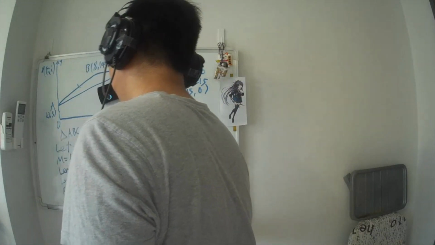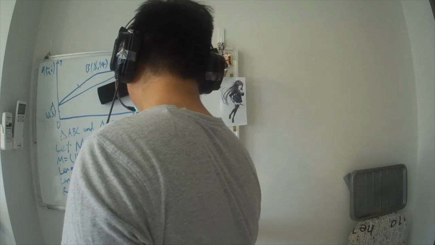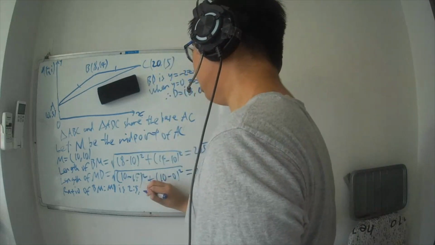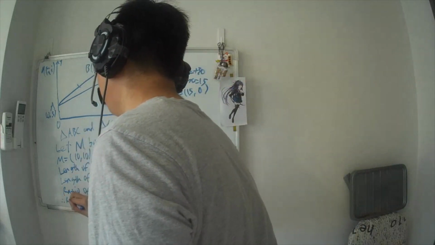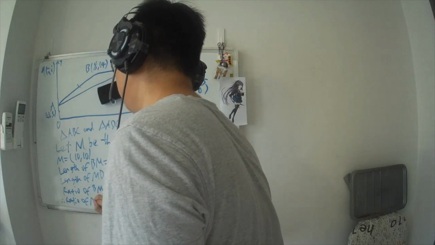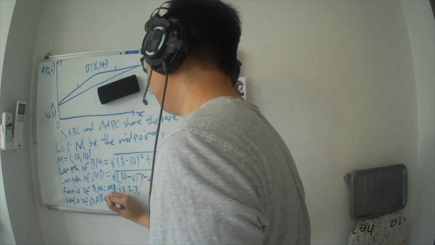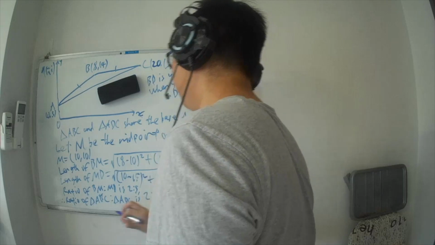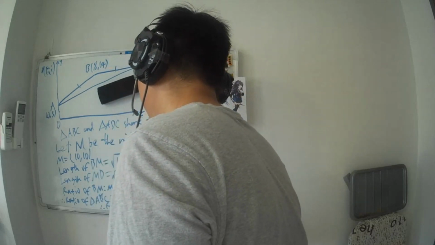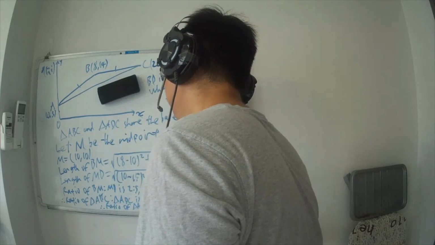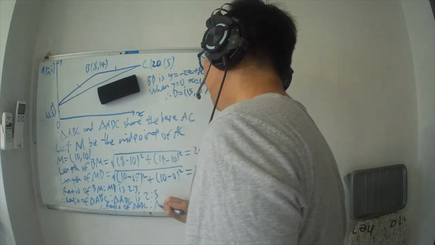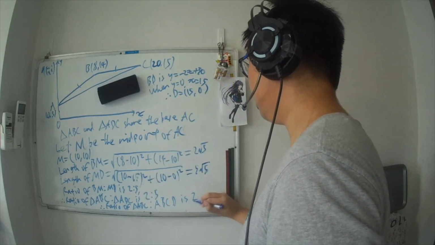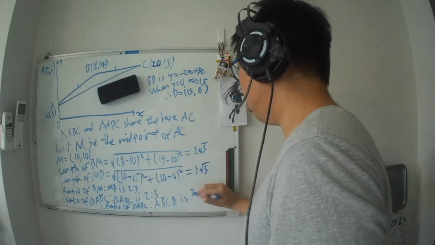Ratio of BM to MD is 2:5, right? That is what we got from here. So therefore, ratio of triangle ABC to triangle ADC is also 2 to 5, and therefore ratio of triangle ABC to ABCD is 2 to 7. Okay, I'll write it as 2 over 7.